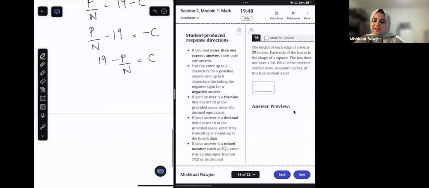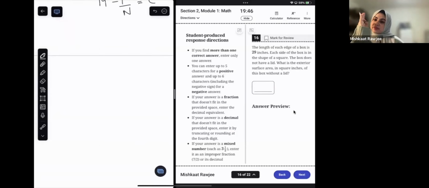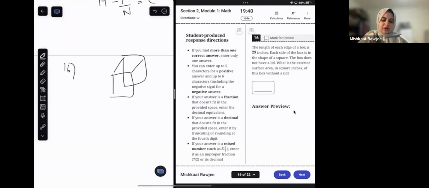So let's find the surface area of one of the sides. If I had to draw a box over here, we're just taking all of this. So we have 1, 2, 3, 4, 5 sides. We don't need the 6th side. So the area per side, it's just a square, so it'd be 29 times 29 per side.